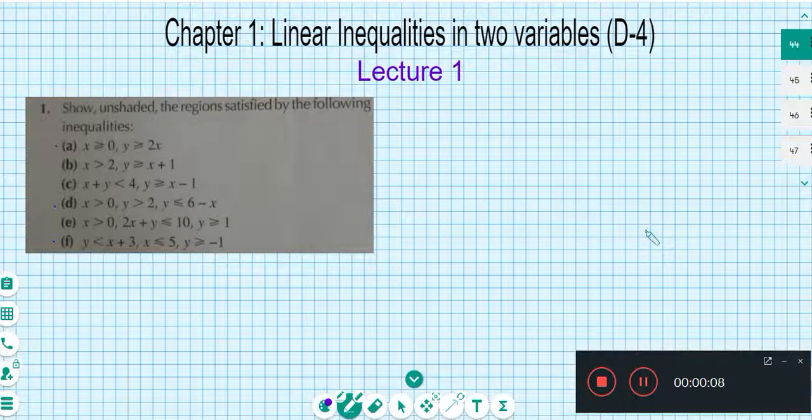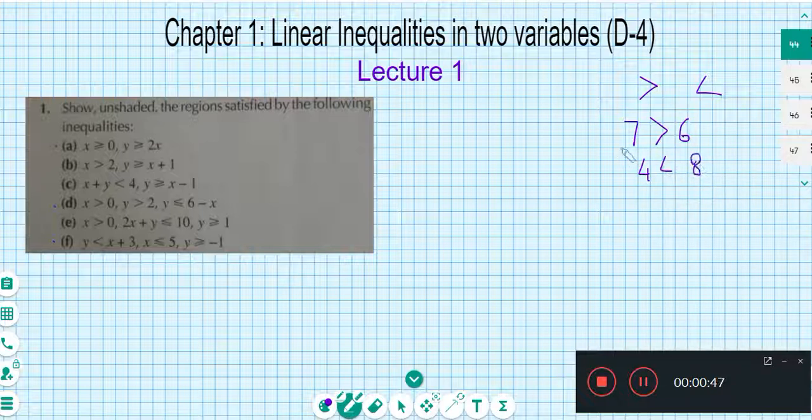This is a new chapter of the D-4 book, chapter number 1, linear inequalities in two variables. So what is an inequality? Whenever I compare two figures with this sign or this sign, two different numbers or algebraic expressions, then the whole becomes an inequality, like 7 is greater than 6 or 4 is less than 8.